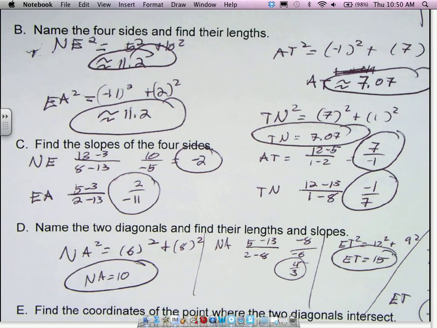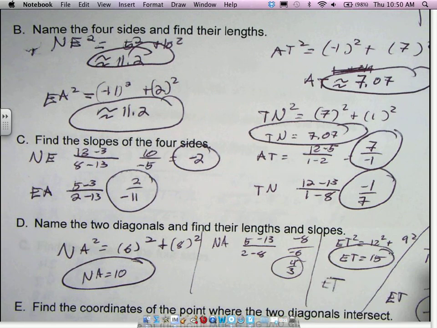So let's look at, I know you guys know what it is, I'm just proving it. The slope of NE is -2. The slope of EA is 2 over -11. The slope of AT is 7 over -1. And the slope of TN is -1 over 7. We don't have any parallel sides. We don't have any perpendicular sides. This limits us to it being a kite. So we know that kites' diagonals are not congruent, but they are perpendicular.